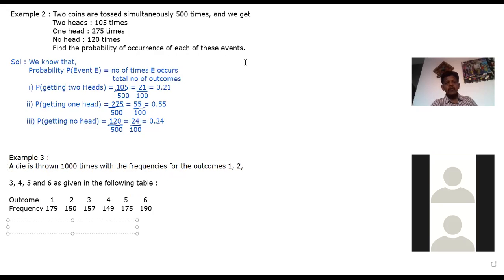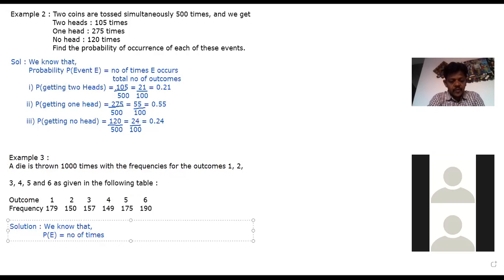Yes. So how are we going to start our standard answer? We know that. What do we know? Probability of E is equal to number of times E occurs upon number of total outcomes. Yes or no? Yes. Write the formula. Number of times E occurs divided by total number of outcomes. So now find out number 1, number 2, number 3, number 4, number 5 and number 6.